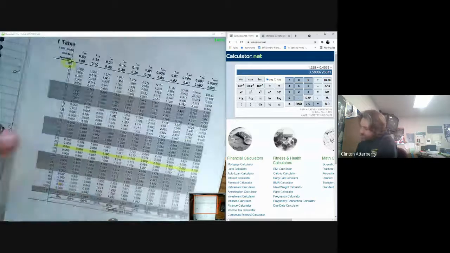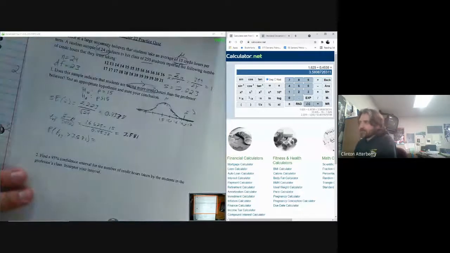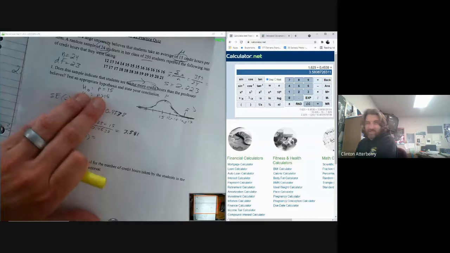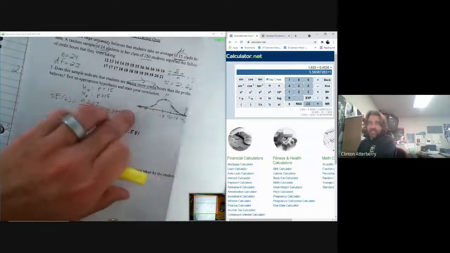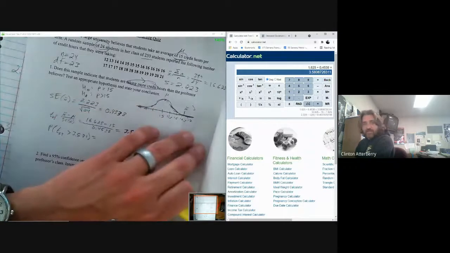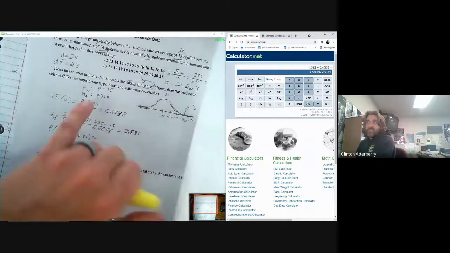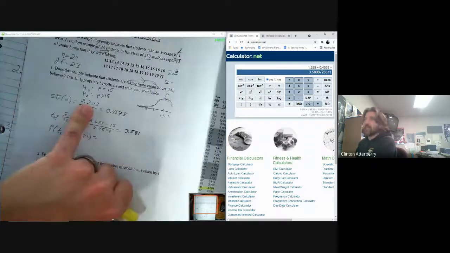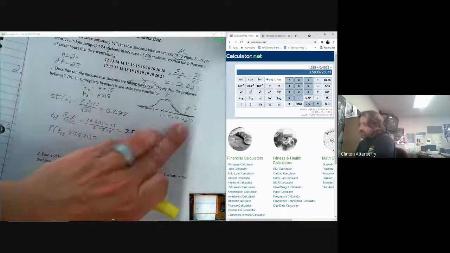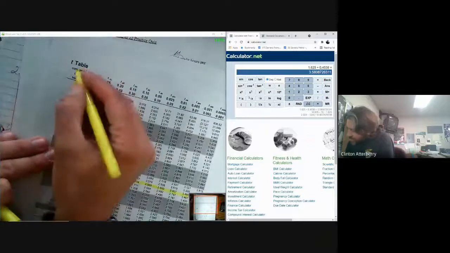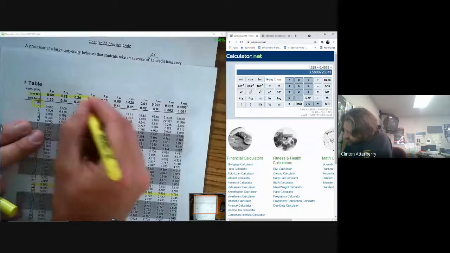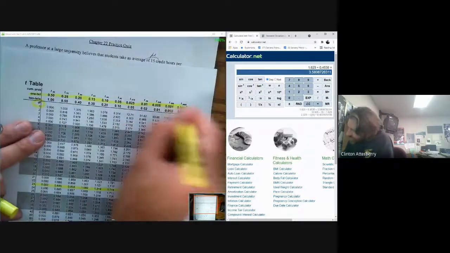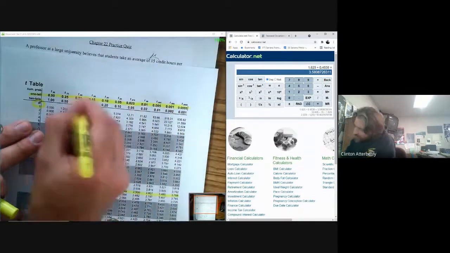And then you see how we're only shading the one side? If this said not equal to, I would go over here to the reflection, like the negative 3.5, and I would be looking at the left side shaded and the right side shaded of the positive. Both sides would be shaded if it was not equal to. Ours isn't like that, it's just the greater than. So we're going to look at the one tail number, and one of these numbers is going to be our approximate answer.